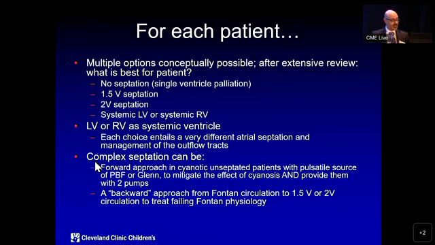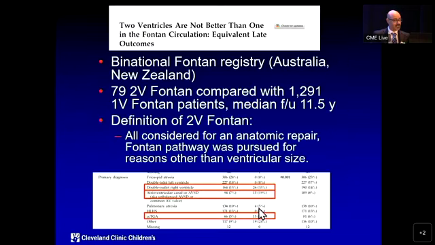Najm alluded to yesterday, this complex septation can be either a forward approach in a cyanotic and unseptated patient with some form of pulsatile pulmonary blood flow or Glenn. And we do this in order to obviously mitigate the effects of cyanosis and provide them with 2 pumps. Or it could be a backward approach from a failing Fontan circulation, going back to a 1.5 or 2 ventricle circulation to treat the failing Fontan physiology.